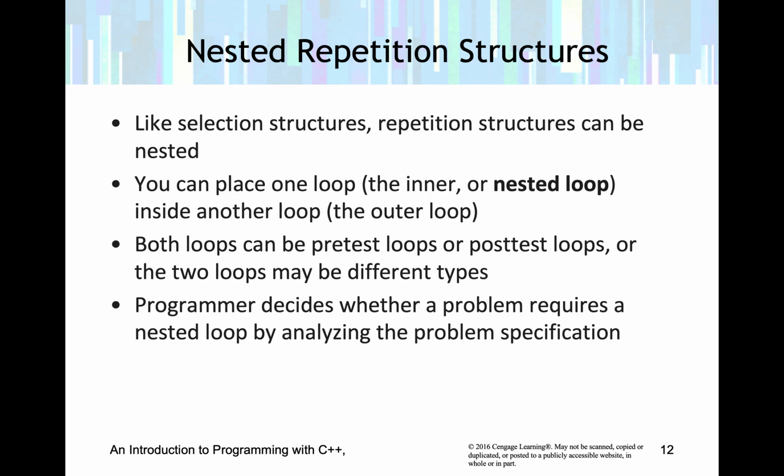The next thing we're going to look at is nested repetition structures. So this is a structure inside another structure, like an if inside an if, or a for loop inside a for loop, or a for loop inside a while loop. It can be all kinds of combinations.